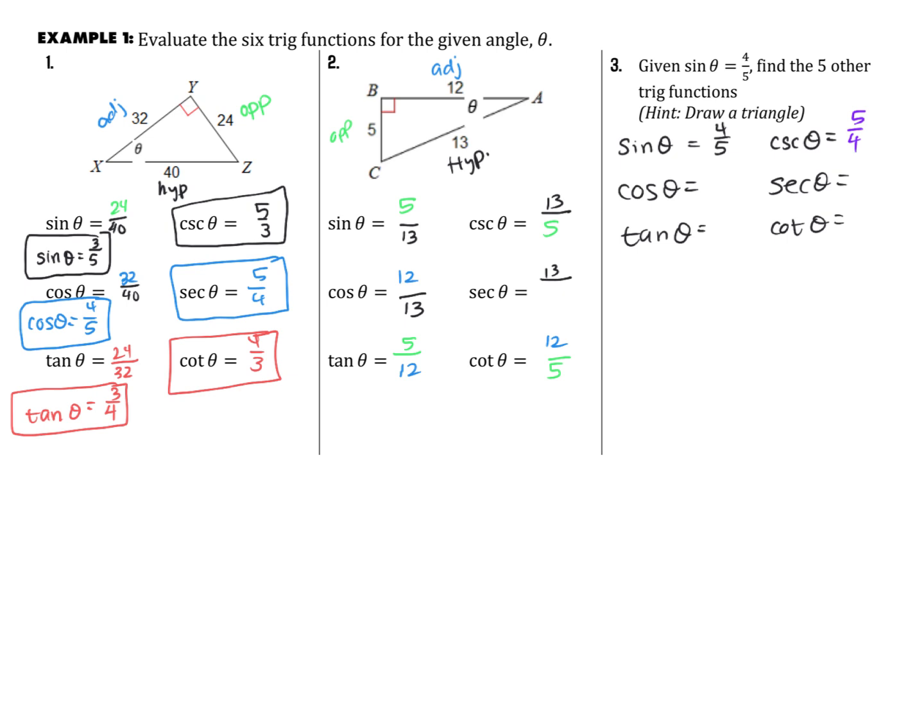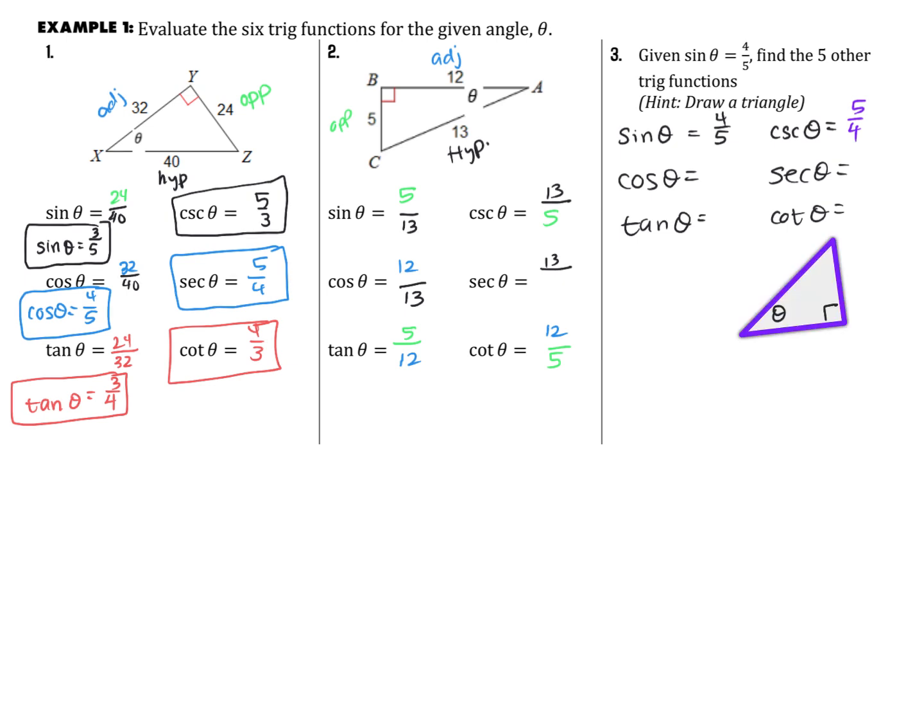Well, let's get a triangle in here. Let's pick an angle to be theta. If sine is opposite over hypotenuse, that means this side is 4 because it's opposite that angle, and this is the hypotenuse. And we can do the Pythagorean theorem to find this bottom length. So 5 squared equals 4 squared plus b squared. B is going to end up being 3. So now we have all the side lengths.